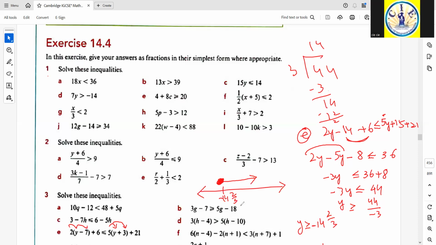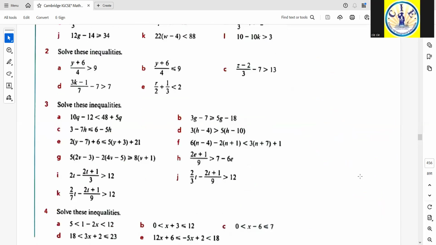And these two parts we have learned when we need to shift a negative number which is being multiplied or divided by the inequality, the direction of the inequality would reverse. So I'm pretty hopeful that these parts are clear. Let me solve its next part, part H, for example, this one.